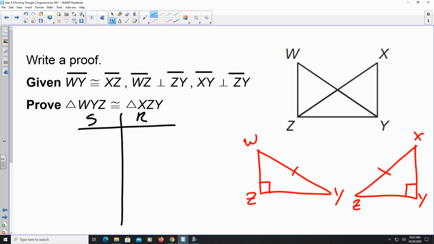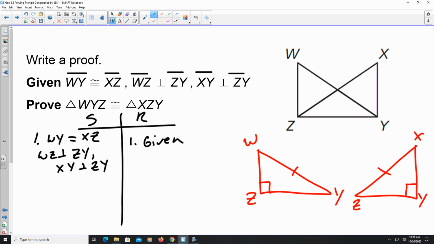statement and reason. First off, write what's given: WY congruent to XZ, and then they said that WZ is perpendicular to ZY, and XY is perpendicular to ZY. So all of that was given to us.